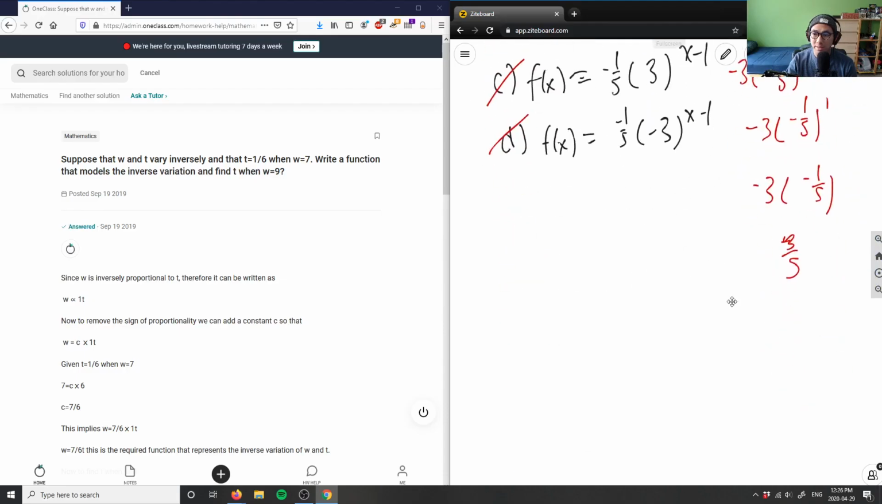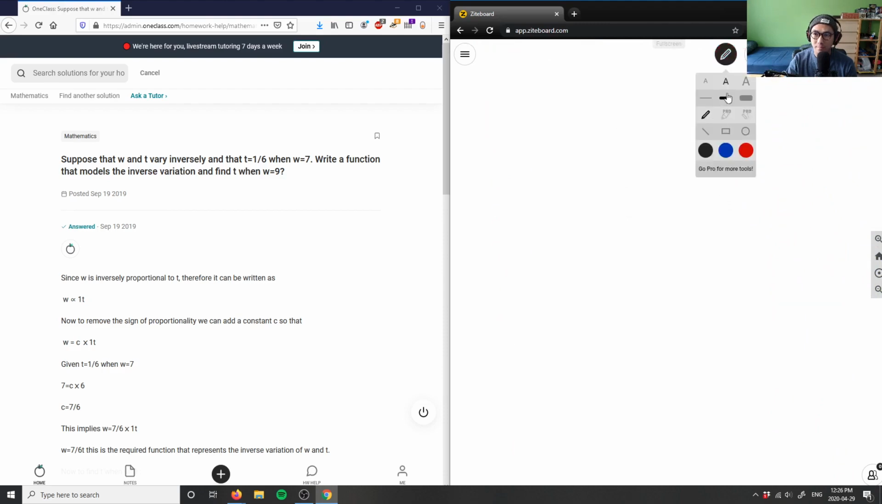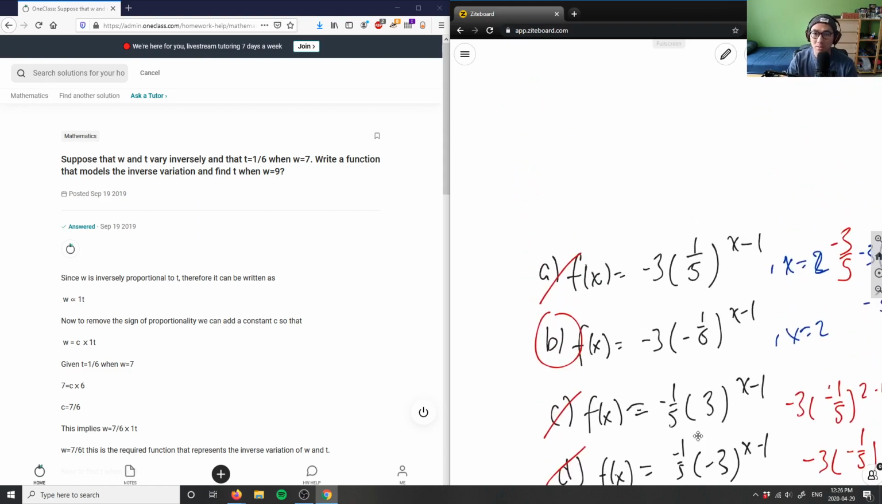So it's 5. Let's look at 6 here. It says here, suppose w and t vary inversely and t equals 1/6 when w equals 7. Write a function that models the inverse variation and find t when w equals 9. Is this question 6? Yeah.